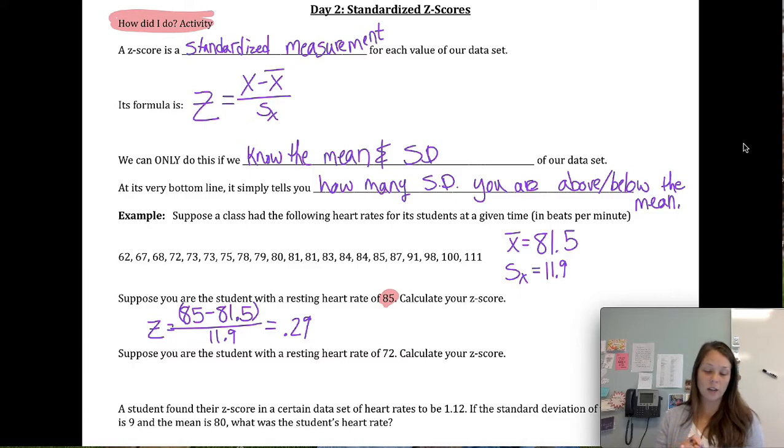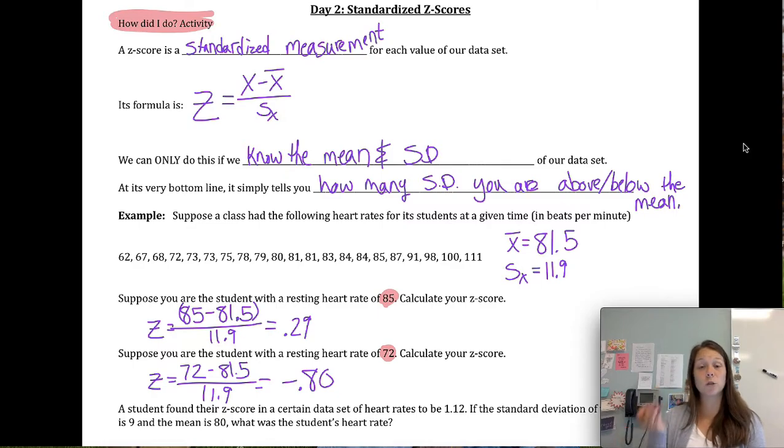All right, taking a look at the next one. Now you're a student with a resting heart rate of 72. Calculate your z-score. So 72 minus 81.5 divided by 11.9. And that's going to give you a z-score of negative 0.80. So notice that first one was 0.29 standard deviations above the mean. The second one was negative 0.8 standard deviations away from the mean, or below the mean. You might be wondering, does it really matter if it's positive or negative? Yes, it does.